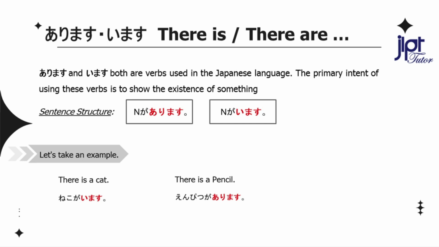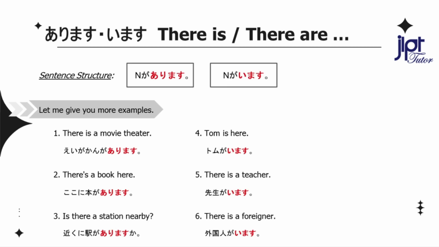There is a cat. 猫がいます。There is a pencil. 鉛筆があります。We have used imasu with the cat and arimasu with the pencil. Let me give you more examples.